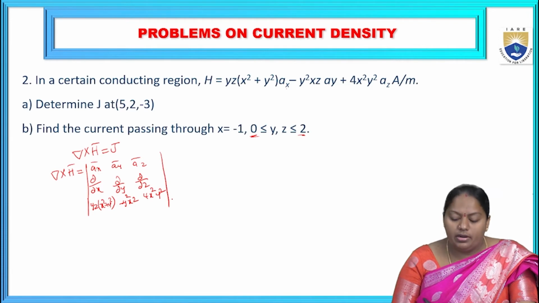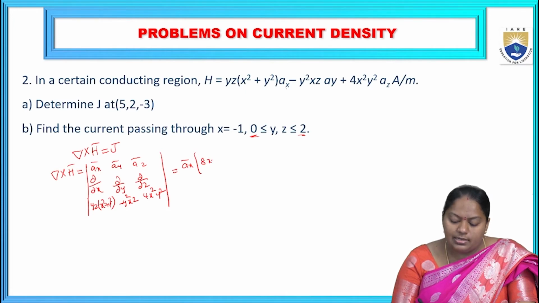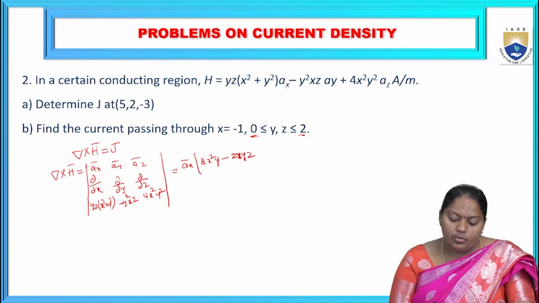is the third component, which is equal to, upon expanding this, ax into dou by dou y of 4x square y square, which means 8x square y, then minus dou by dou z of minus y square xz, which means 2xyz. Then minus of, so already in the formula itself negative is there, we are considering this negative term, then it will be plus 2xyz. Why? Because x and z are constants.